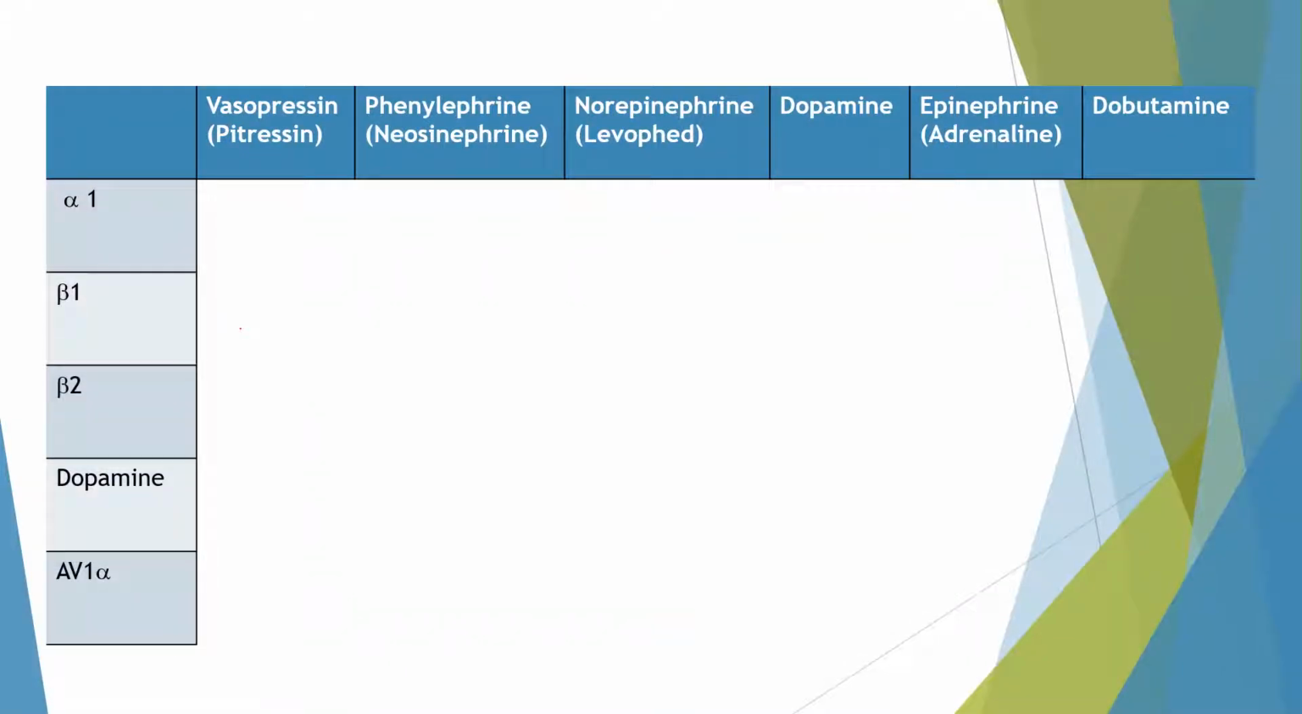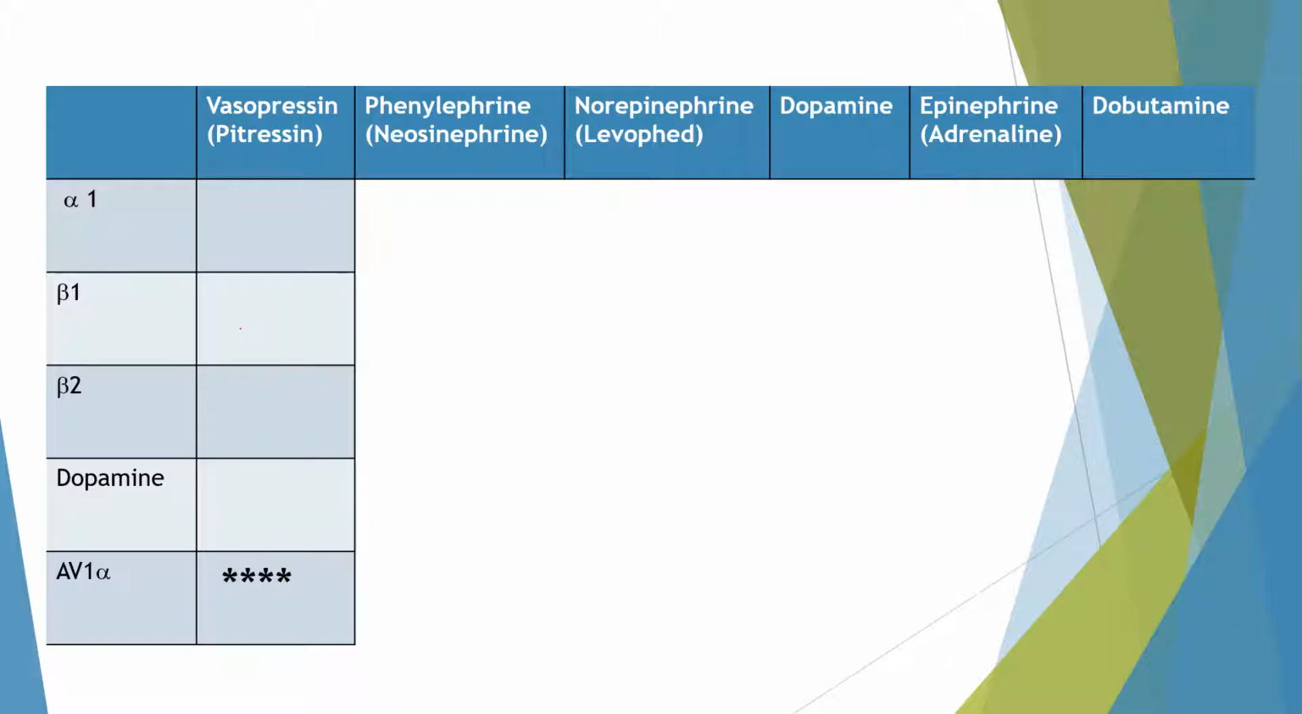Across the top, I have listed the most commonly used vasopressors, and along the side, I have listed the different receptors. So going through one by one. The first vasopressor written here is vasopressin, otherwise known as pitressin. This actually affects a very specific type of receptor, the arginine vasopressin 1 alpha receptor. Vasopressin exclusively affects only this receptor, and we'll talk a little bit further about what this does.